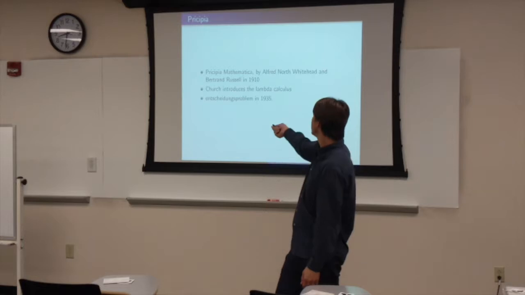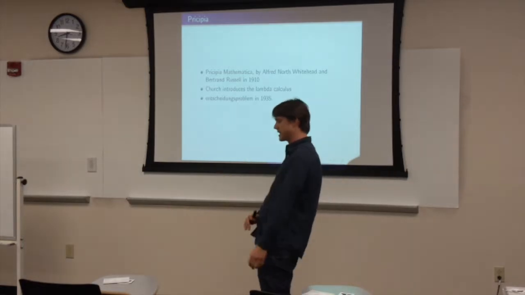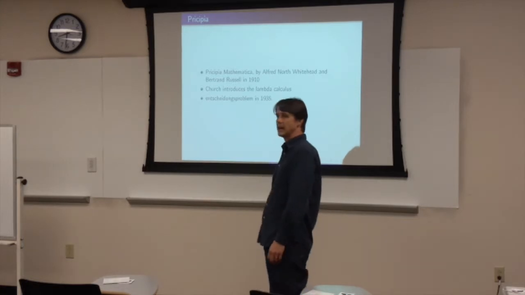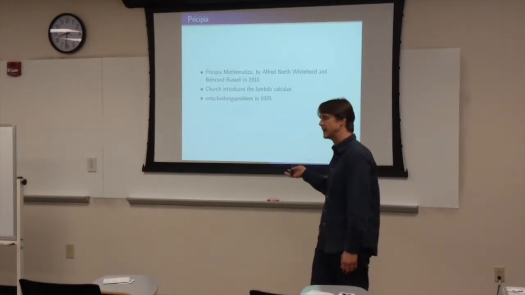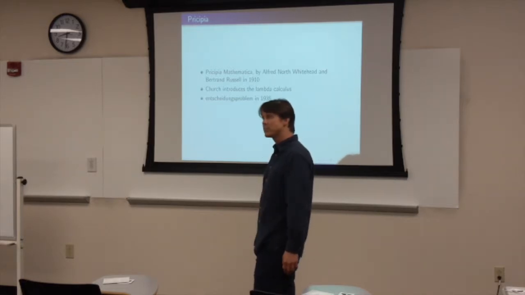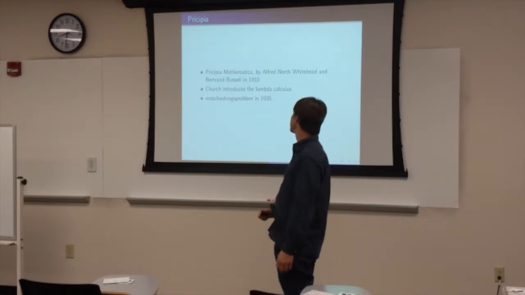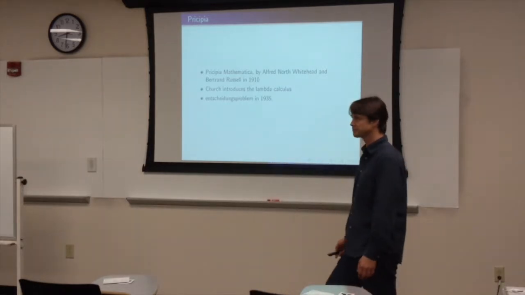What Church showed was that the Entscheidungsproblem is not solvable. There is no algorithm that can look at one of these formal statements and say, yep, nope. Very closely related to Gödel's incompleteness theorem. Very related to the halting problem, if you've seen any of this, Turing's halting problem. In fact, Turing has an equivalent version of this too.